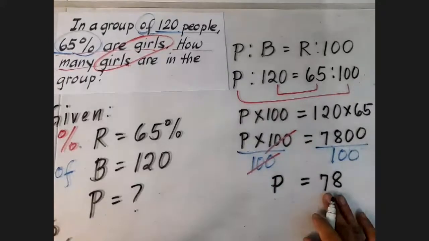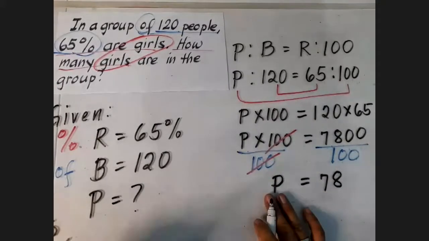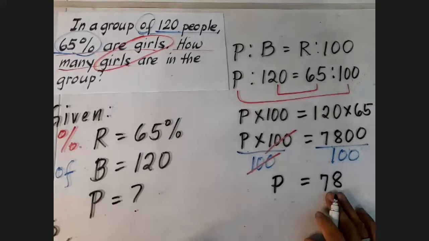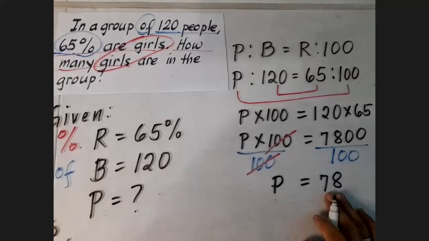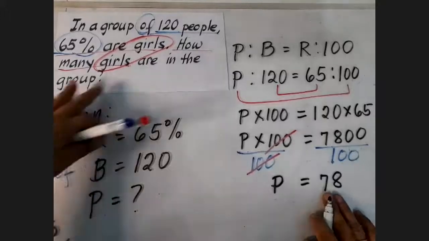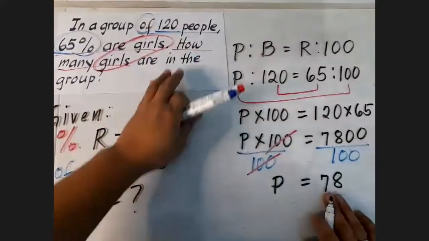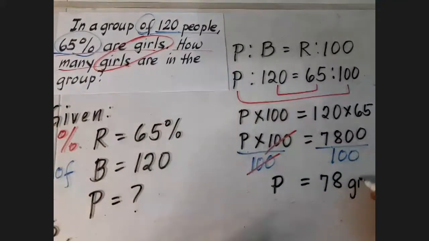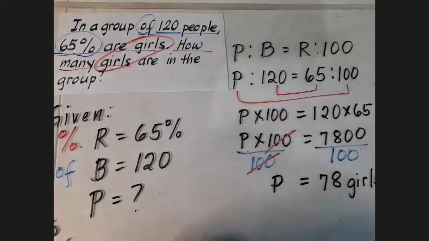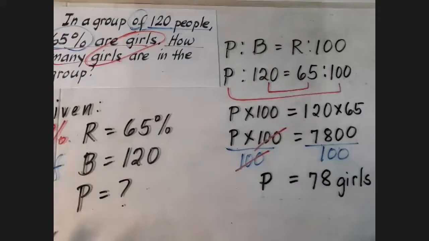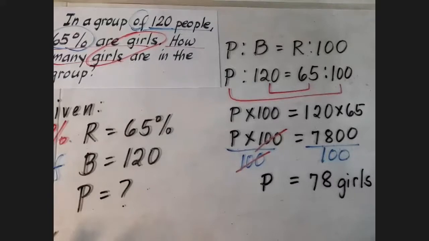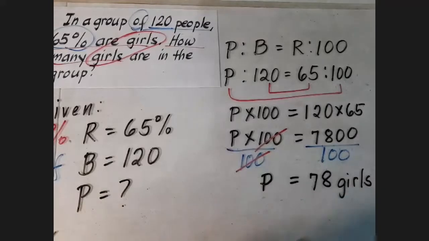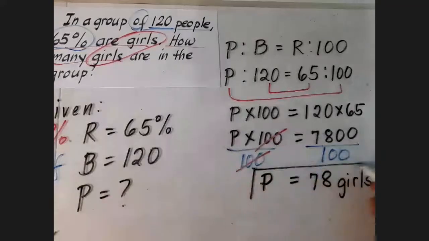Kanina, hindi natin nilalagyan ng label yung P kasi puro numbers lang. Pero this time, dapat may label na yung ating 78. Ano nga yung 78 natin? Babalik tayo sa problem, how many girls? So, this should have girls as a label. Okay, yun ang label natin. So, in a group of 120 people, 65% are girls. How many are girls in the group? The answer is 78 girls.